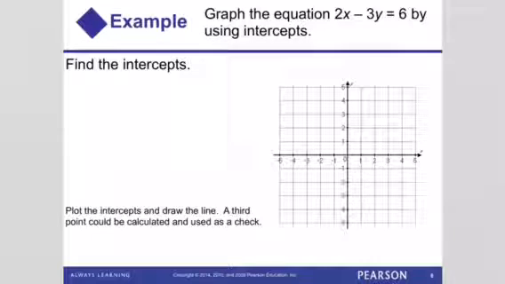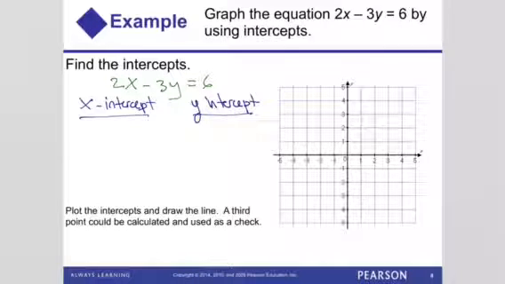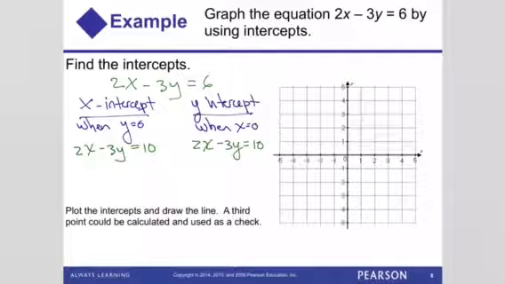We take the equation 2x minus 3y equals 6. So we want to find the x-intercept and we want to find the y-intercept. The x-intercept happens when y equals 0, and the y-intercept happens when x equals 0. So notice I rewrote the equation in each case.